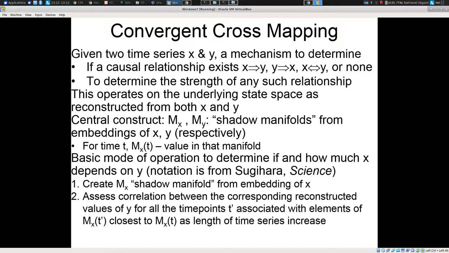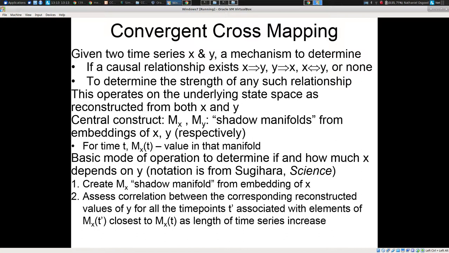And one of the features of complex systems is that you can have causation without correlation. Causation does not always leave its footprint in the form of correlation. You can have correlation without causation. This is not about correlation. These techniques are robust to the presence of correlation. I'll show some examples of that, although it is something that has to be watched for.